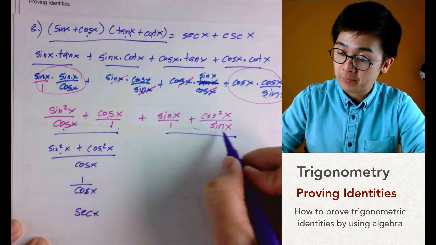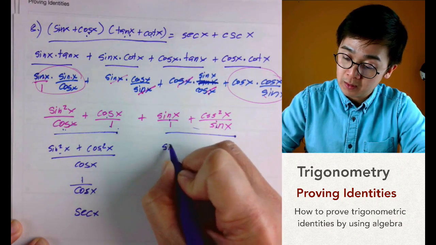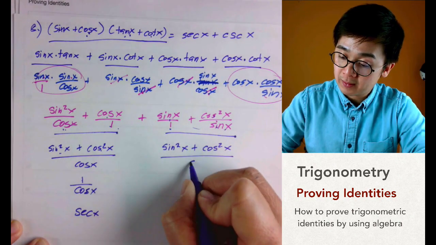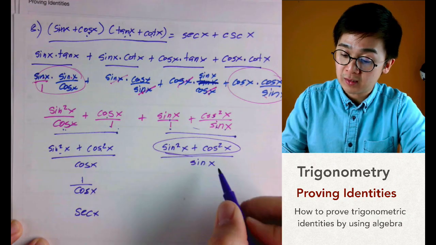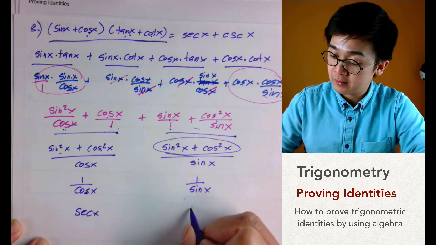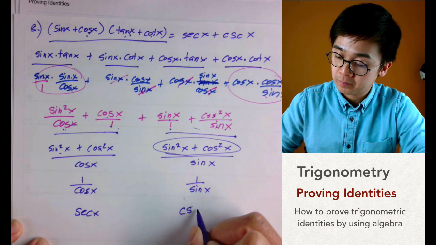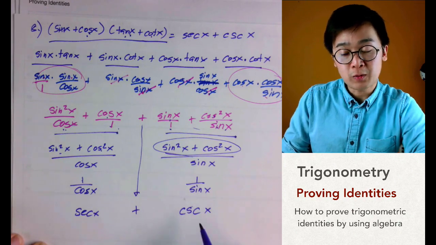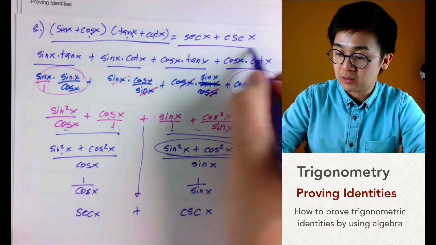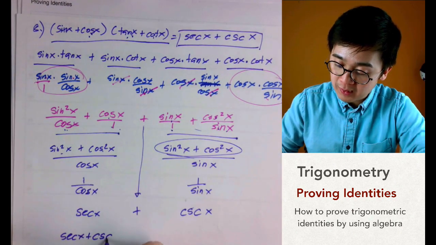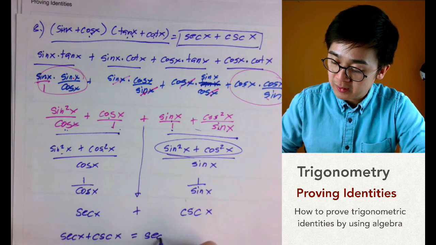And on the other side, I'm going to do the same thing. Sine times sine is sine squared x. 1 times this is cosine squared x. 1 times sine x is sine x. And we know that this is also equal to 1. So we have 1 over sine x, which we know is cosecant x. And of course, we need to add them up. But we don't need to put them together or add them by changing it because it's already looking like this side of the equation. So now we know that secant x plus cosecant x is equal to secant x plus cosecant x.